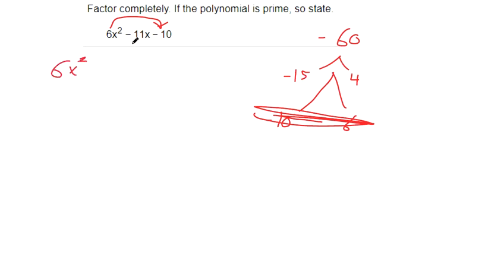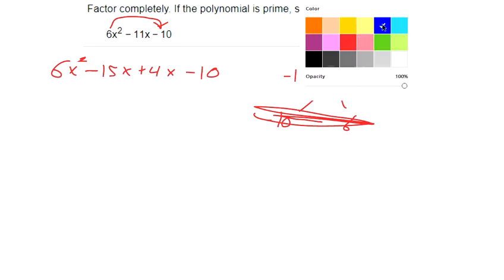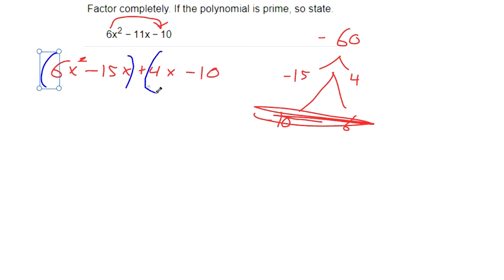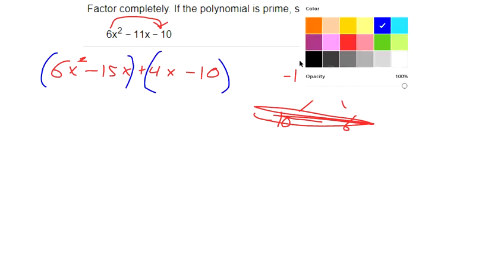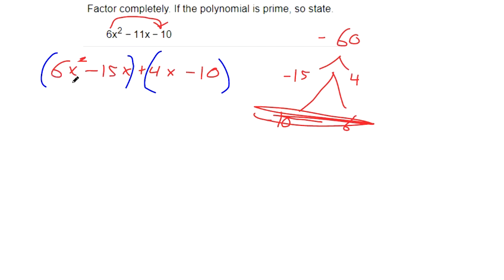rewrite the polynomial with that middle term split up. Those middle coefficients get an x attached to them, and then you're going to factor by grouping. You factor out what's in common in this first parenthesis. So 6x squared minus 15x, factor out a 3x. And then 4x minus 10, factor out a 2, because they both have a 2 that you can take out.